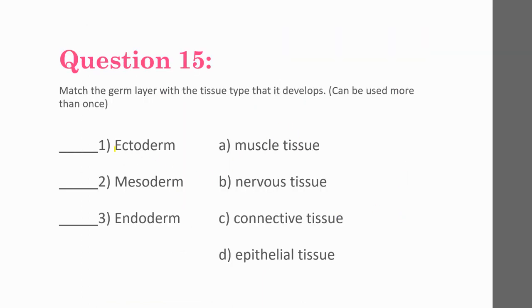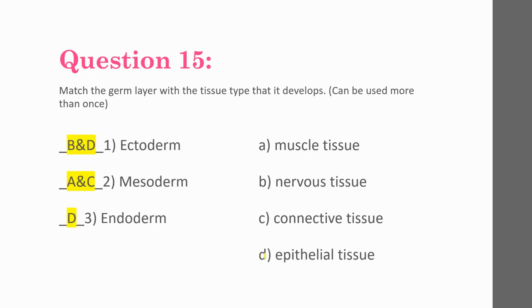And so match the layers. Ecto is on the outside. The ecto is what gives rise to our skin, which is going to be epithelial, as well as our nervous tissue. The mesoderm is middle. That gives rise to our muscles and connective tissues. And then the endoderm specifically gives rise to those linings, which would be epithelial.